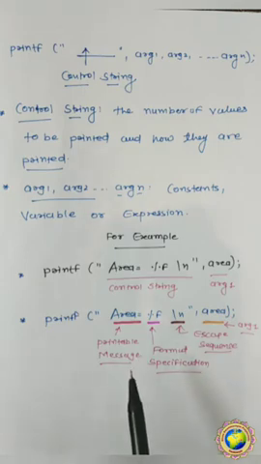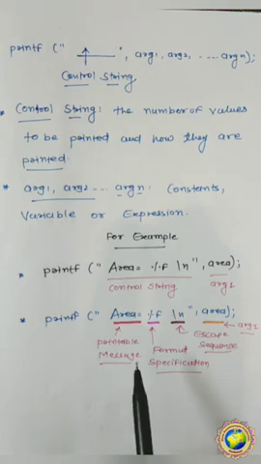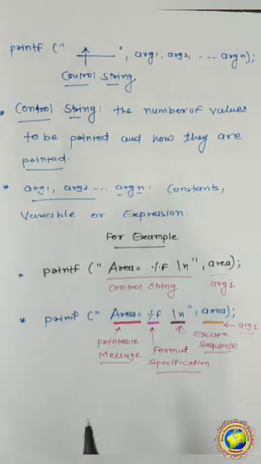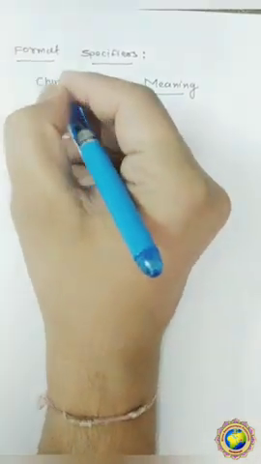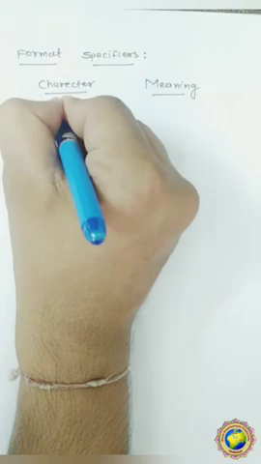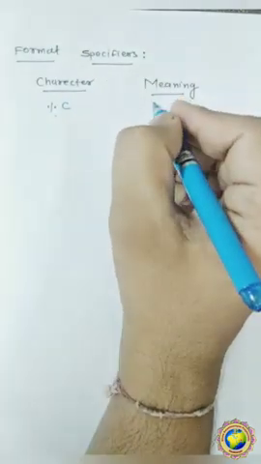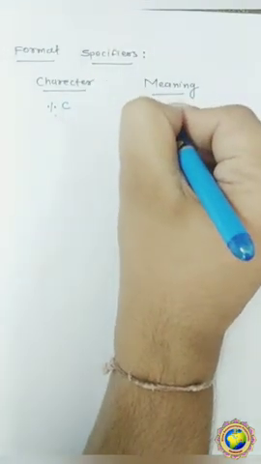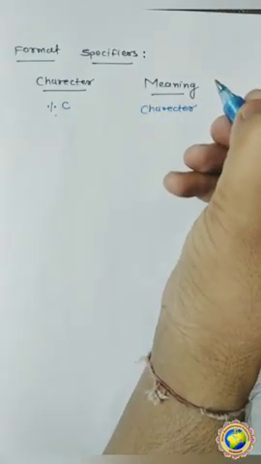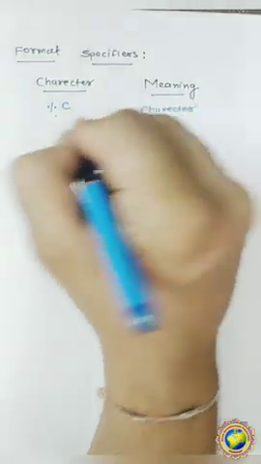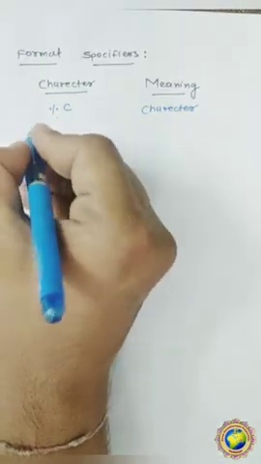So let's understand some format specifiers. Then this is the %c. %c is used for a character. If your input or output is a character, then we have to use the %c.